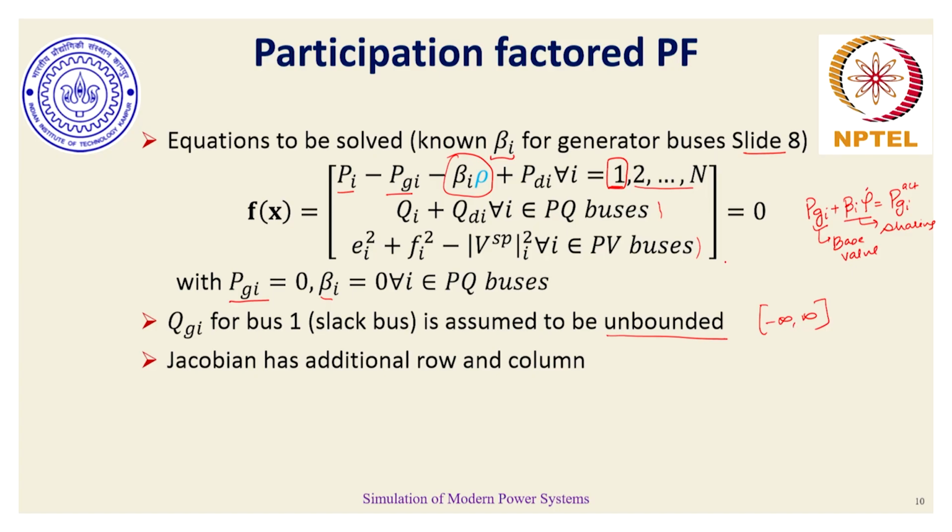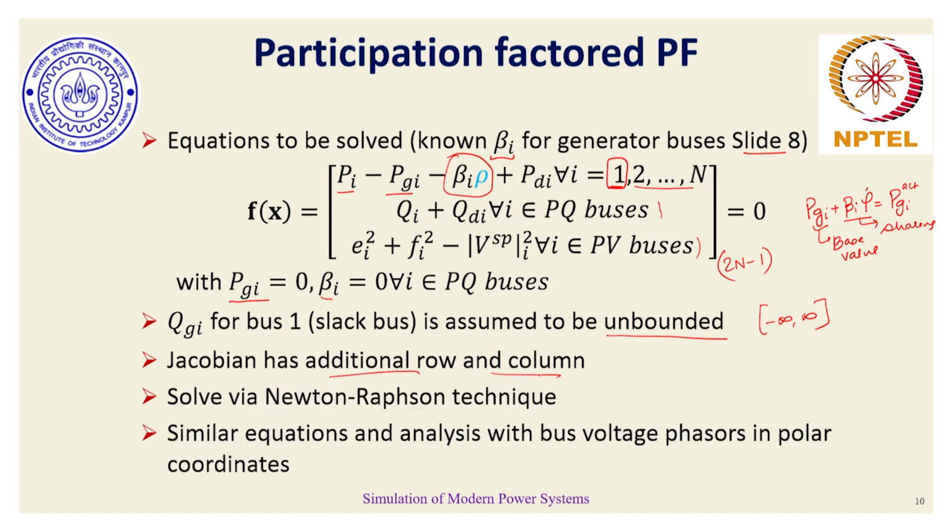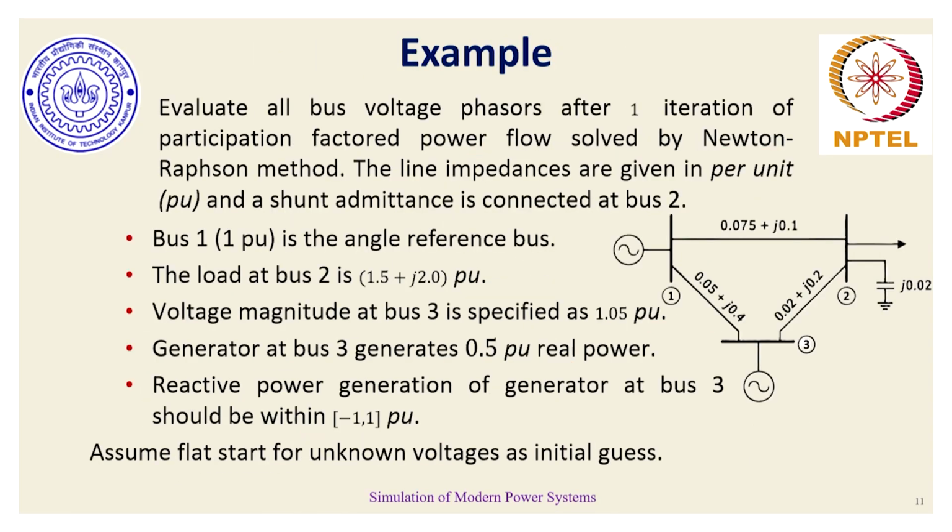Since the dimensions of f and x have increased by 1, the Jacobian also has an additional row and additional column. The process of the Newton-Raphson technique remains the same. Similar equations and discussions are applicable for voltage phasors in polar coordinates. The convergence criteria also remain the same. The handling of the Q limit process also remains the same. It will become evident through this example that I am going to discuss.